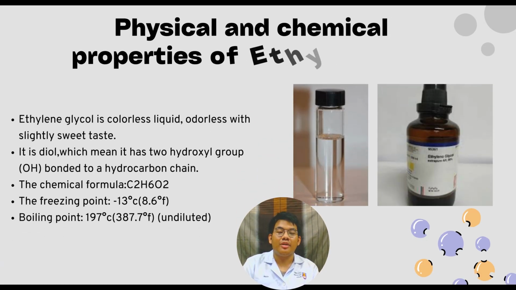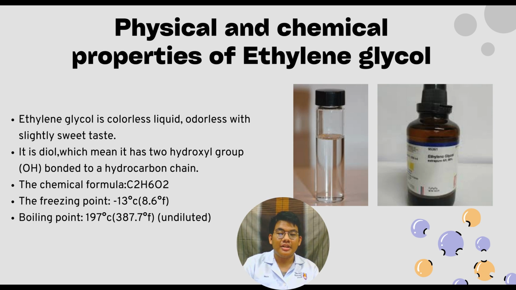Assalamualaikum, my name is Muhammad Hakim, and I'm going to talk about the physical and chemical properties of ethylene glycol. As we know, ethylene glycol is the most common type of antifreeze used in coolant. It is a diol, which means it has two hydroxyl groups bonded to a hydrocarbon chain. This structure gives ethylene glycol its unique properties, including a low freezing point and high boiling point. These properties are essential for an antifreeze agent, as they prevent the coolant from freezing in cold weather or boiling over in hot weather or high temperature.